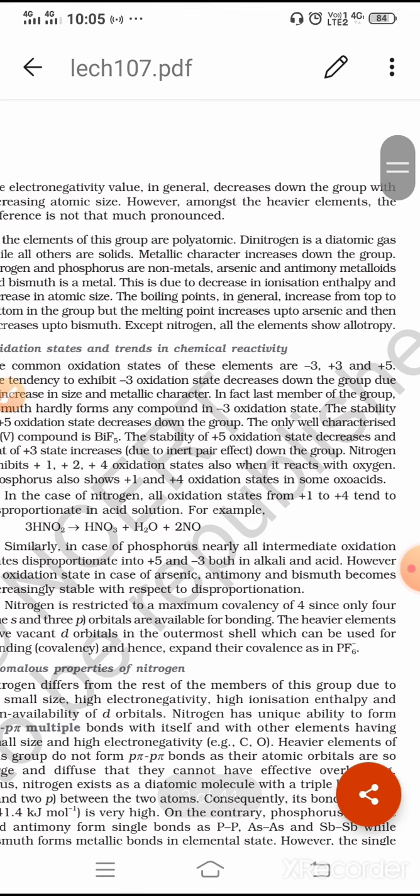Except nitrogen, all the elements show allotropy. Reason again: stability of single bond in them. Nitrogen exists in a diatomic, triple bonded, gaseous state. This is the reason nitrogen is not able to show allotropic properties.